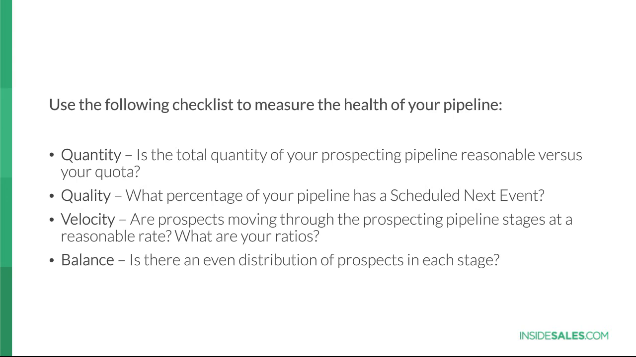Now, velocity and balance are probably my 2 favorites. Velocity, are you moving stuff through? As you think about those lead and contact statuses, how well are you taking people from new to contacted, to appointment set, to opportunity created? You need to watch that, because a lot of reps, you'll see this happen, right? They'll say, I got a lot in the front, but I don't have a lot in the back. And that goes into the next one, balance. Is there an even distribution of prospects in each stage?